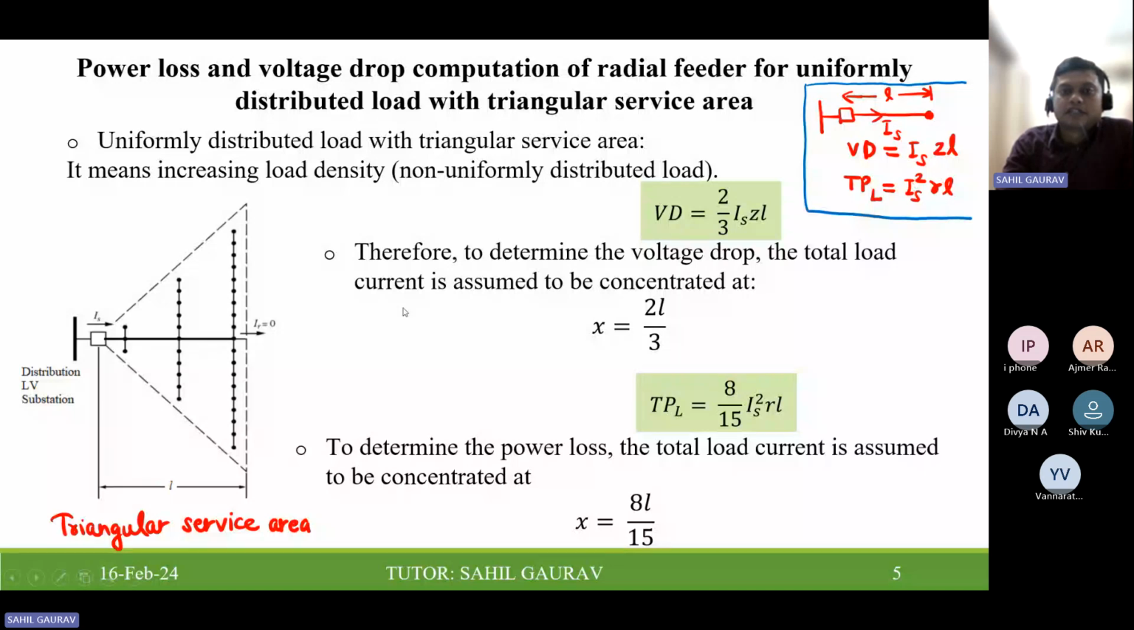Now for this triangular service area, we have found this voltage drop as 2/3 of IS Z L. Therefore, we can say that this L effective or L equivalent is 2L upon 3. And for total power loss, it will come out as 8 upon 15 I square RL. Therefore, this L effective or L equivalent will be 8L upon 15. You can assume this lump load is connected to this primary feeder at a distance of 8L upon 15.